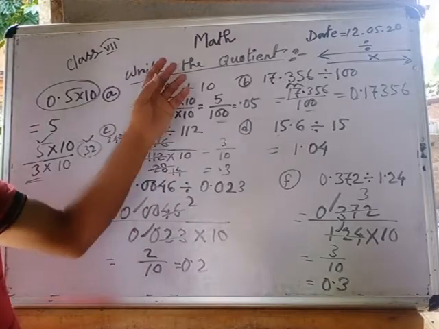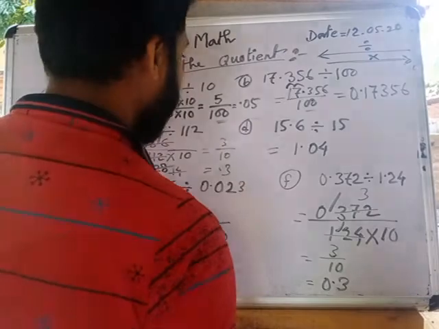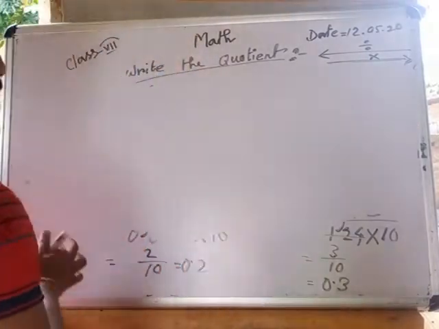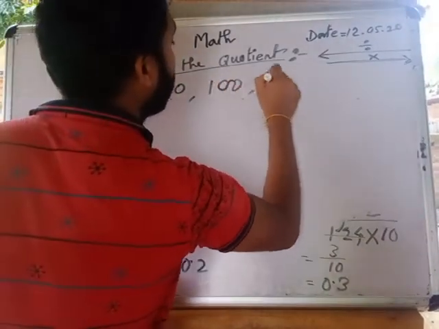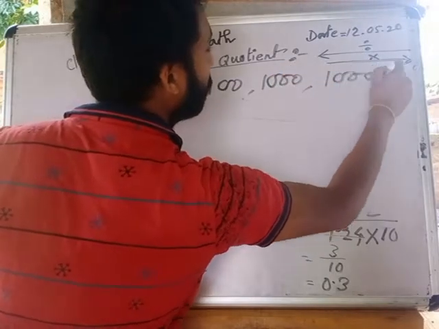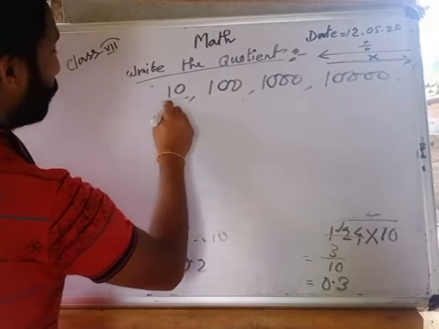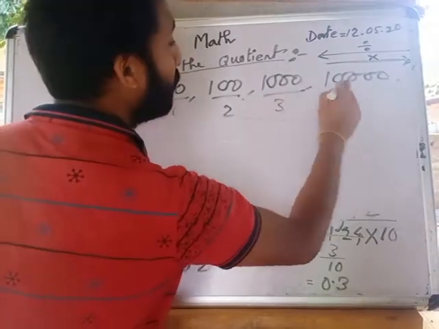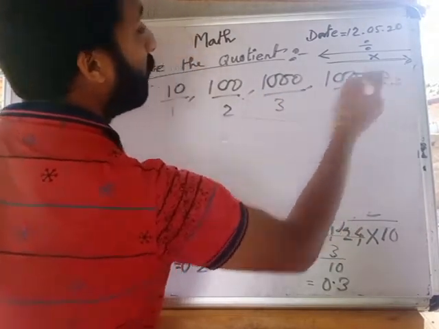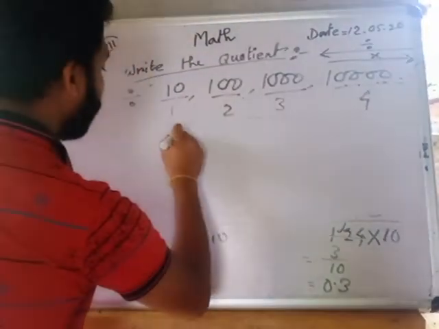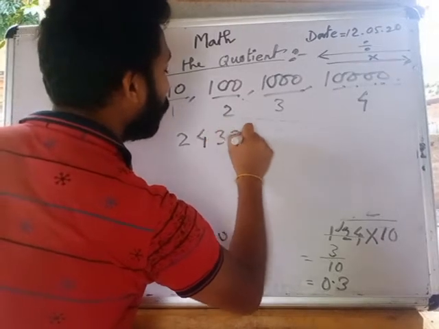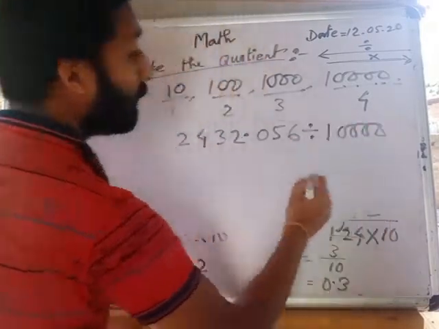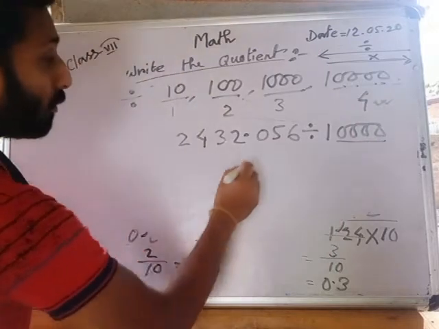These are to find out the quotient. Okay. If we divide by 10, 100, 1000, 10,000, etc., the point goes back 1 digit for 10. At that time the point goes back 2 digits for 100. For 1000, the point goes back 3 digits, and for 10,000 the point goes back 4 digits, because 4 zeros are there. Do you understand? Suppose it is 2432.056. Suppose we should divide by 10,000. That means the point goes back how many digits? 4 digits. So the point is in here.